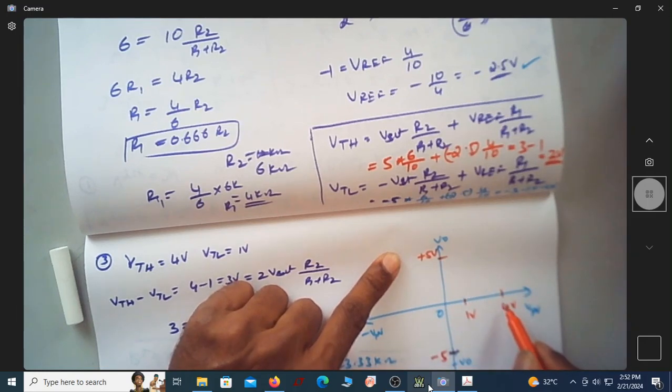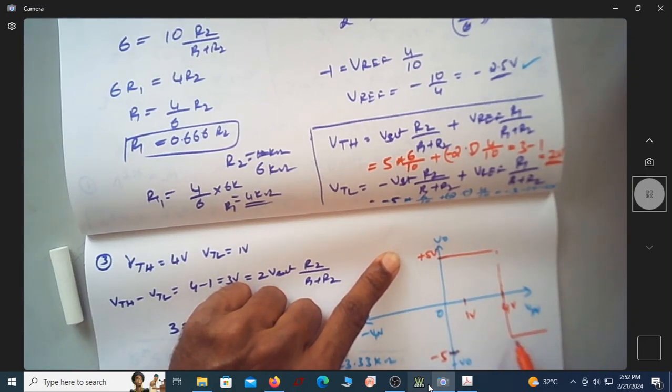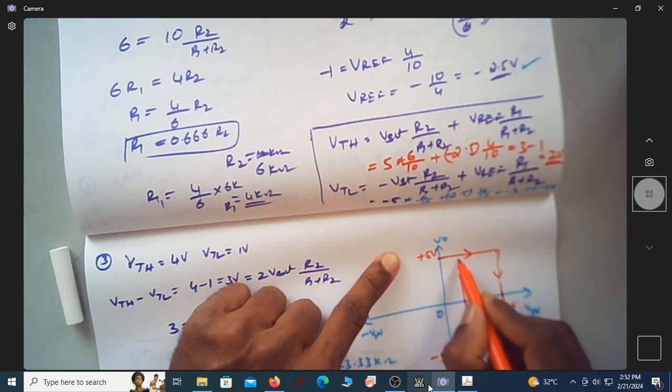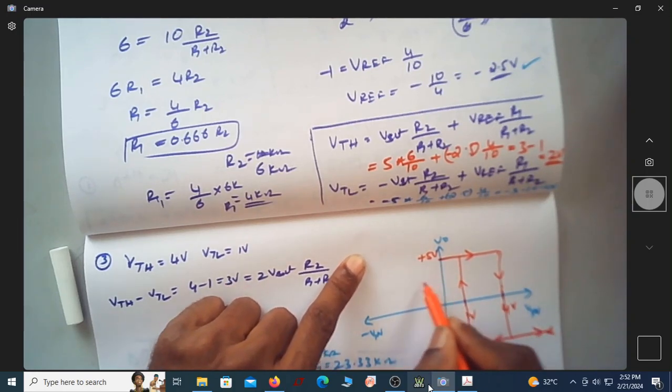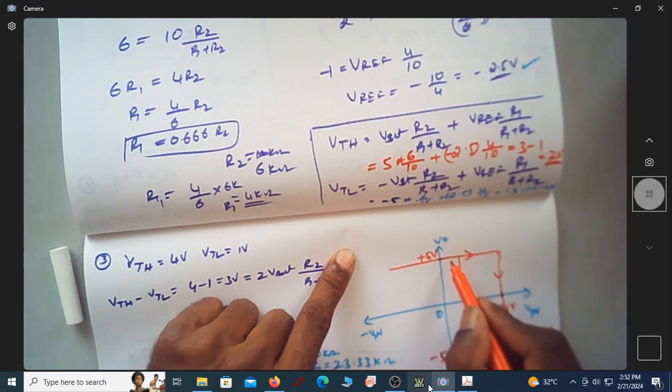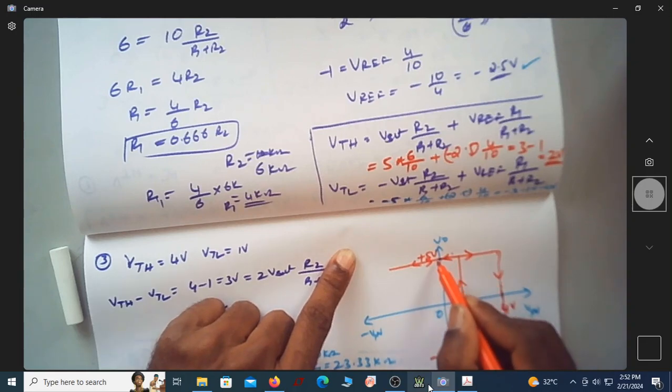If the input voltage is less than 4 volts, the output will be plus Vsat, and if the input goes above 4 volts, the output goes to minus Vsat. This is the transition. Then it comes back in the negative half cycle. Since VTL is 1 volt, if the input voltage goes below 1 volt, the output will transition from minus to plus. Even if the input goes negative, the output stays at minus Vsat until the input goes below 1 volt. If it increases again, it goes this way. This is the traversal.